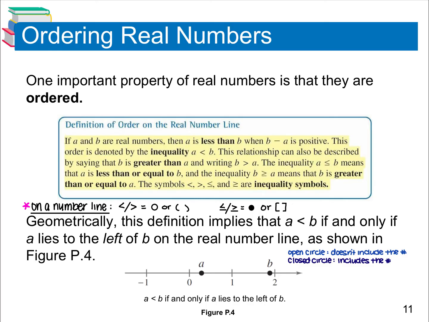We are also going to work with something called interval notation. Interval notation is just another way of representing an inequality. If that inequality does not have a line underneath it, it's going to be an open circle, and we're going to use parentheses. If the inequality does have a line underneath it, we're going to use a closed circle, and we're going to use brackets.